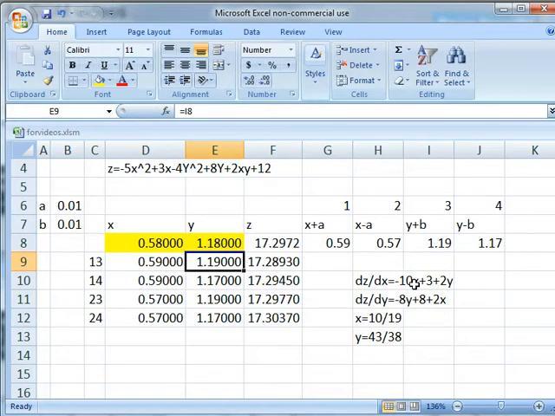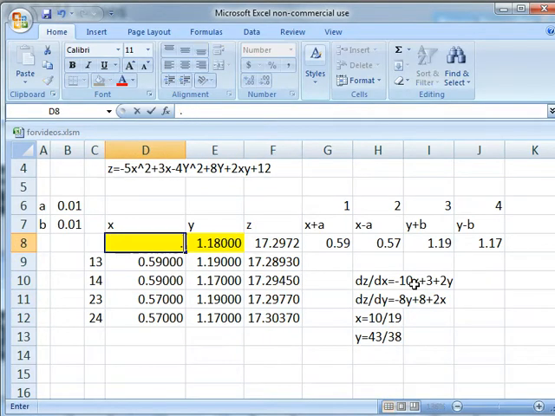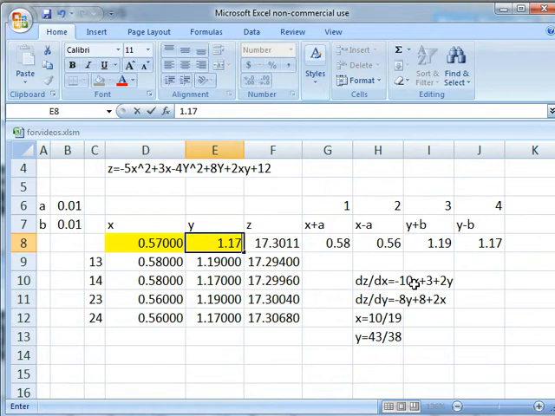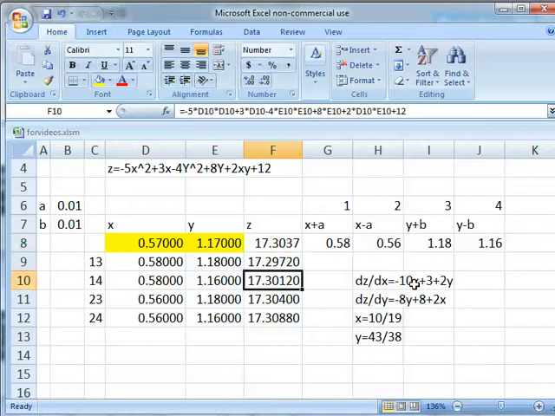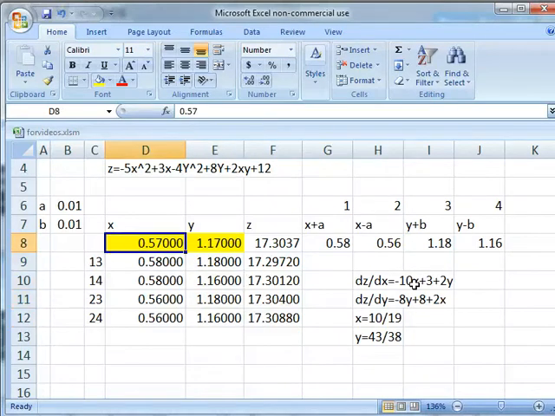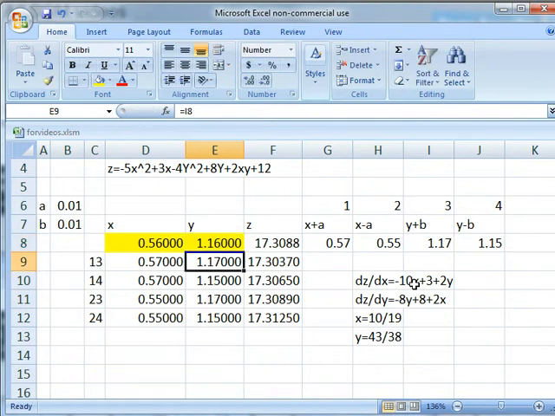and still in the same direction, 0.57, 1.17, and we're still making progress because the current value is 17.3037, and if we take this value, it's going to be 17.308. So we're still making progress. 0.56, 1.16, still in the same direction.